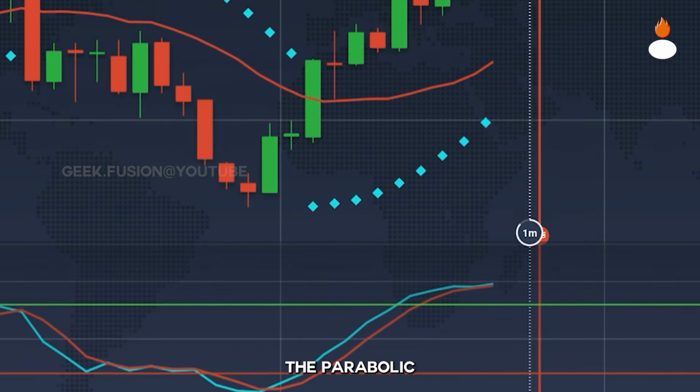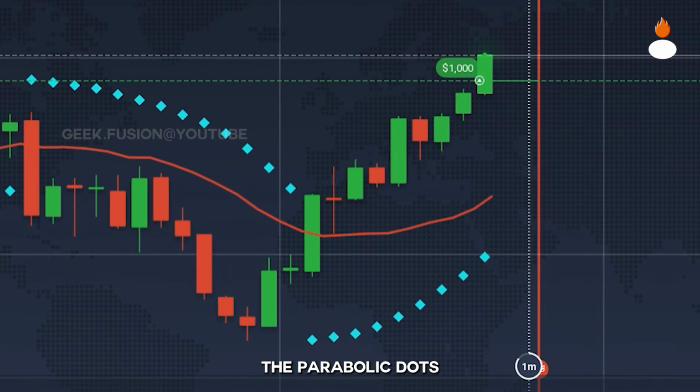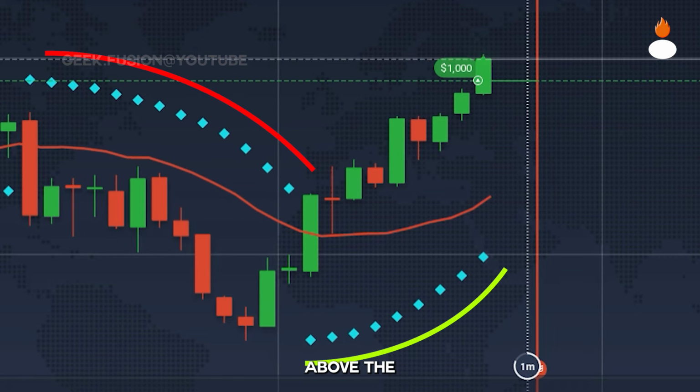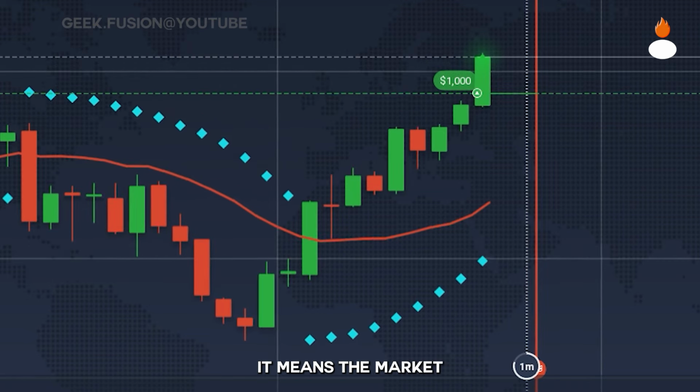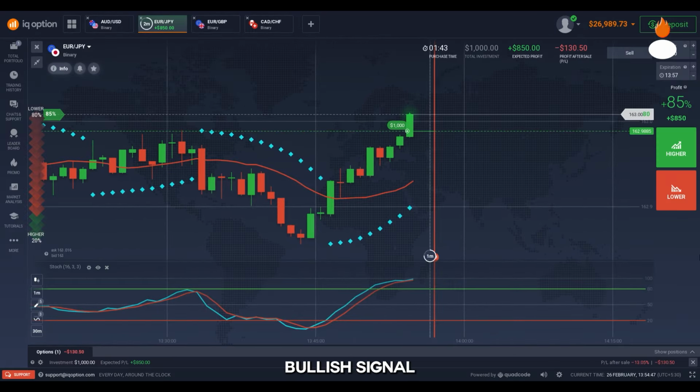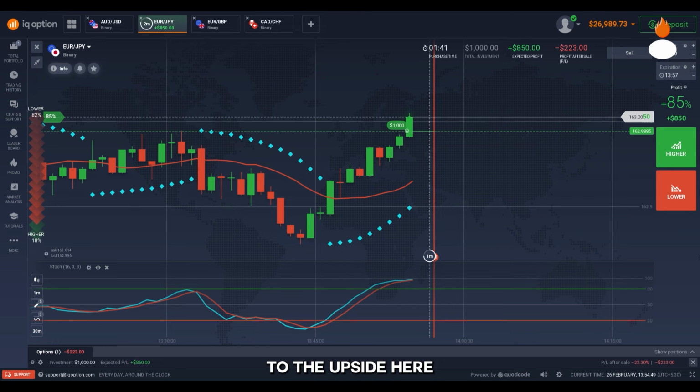And also, look at the parabolic SAR dots. The parabolic dots changed their direction and started making strong parabolic dots above the market candles. It means the market is turning and starting to go upside strongly. So again, all our three indicators are giving us the same bullish signal. So we can enter a trade to the upside here.